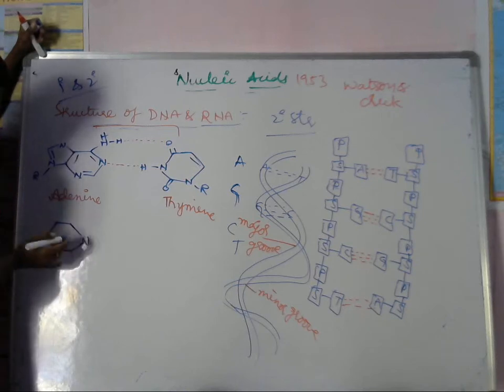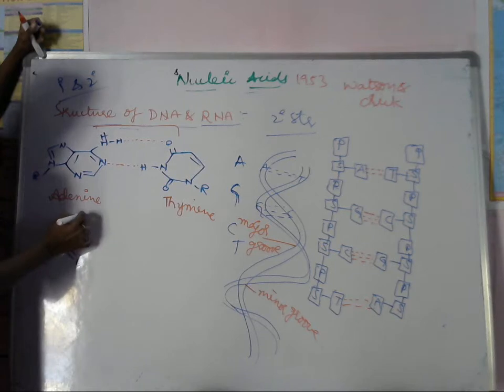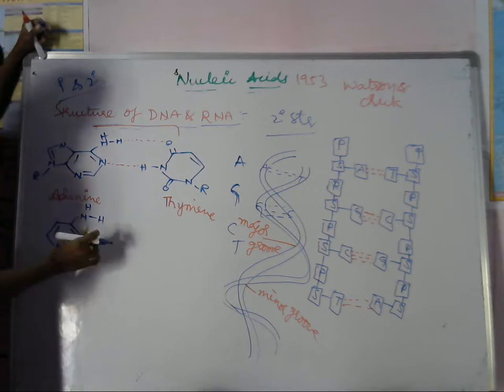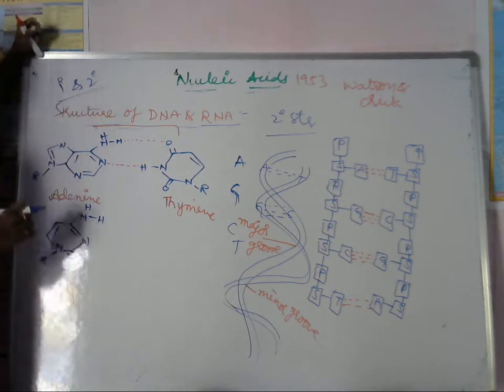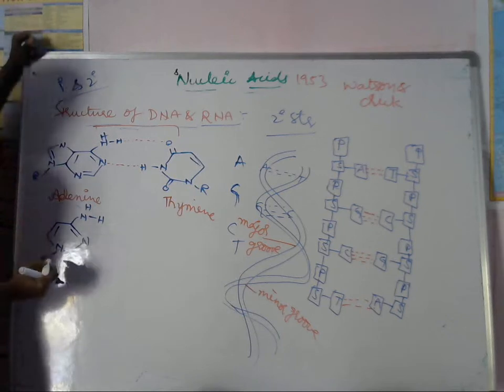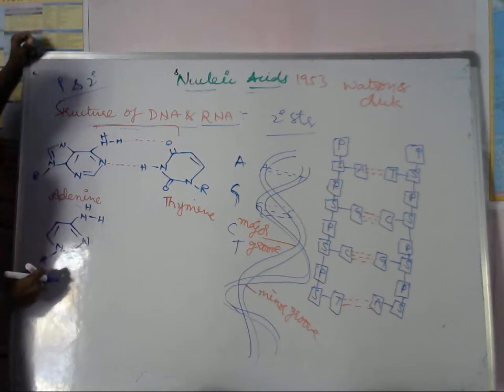Here we'll have this one, pyrimidine. I am writing the amino group here. Here a double bond will be there. Here NH is there, and we have to write another H. Okay. So next, this is the cytosine. This is the cytosine. Okay.